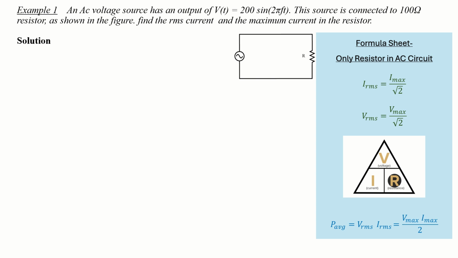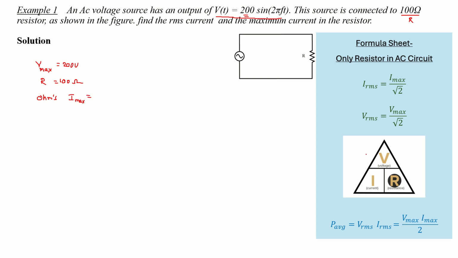An AC voltage source has an output of V of t equal to 200 sin 2 pi f t. Some equation is given for the instantaneous voltage. The source is connected to a 100 ohm resistor, as shown in the figure. Find the RMS current and the maximum current in the resistor. First, from the given data, Vmax equal to 200 volt and the resistor is 100 ohm. Using Ohm's law we can find the Imax first.